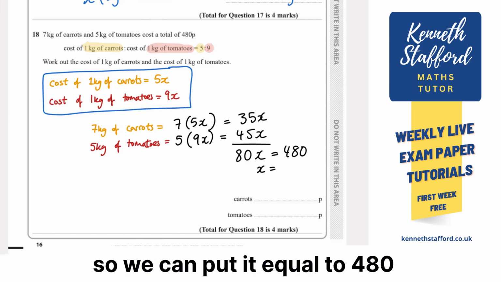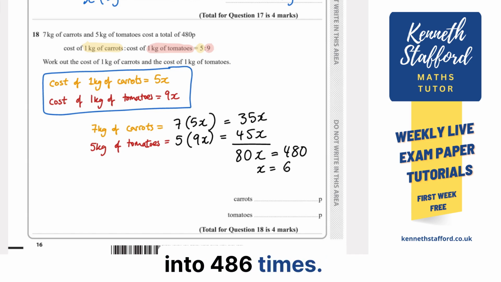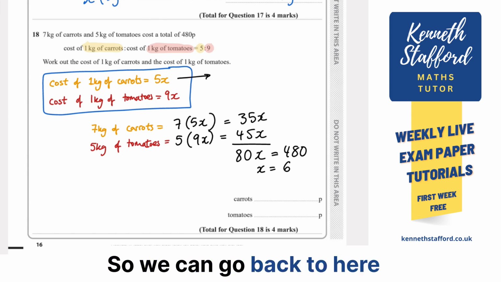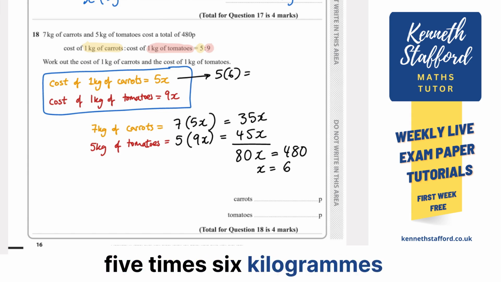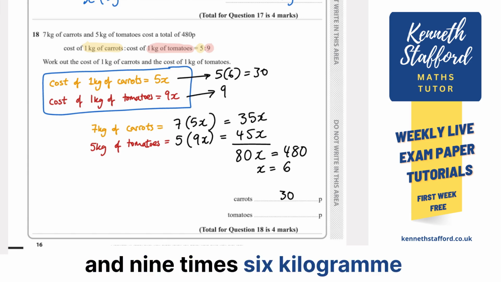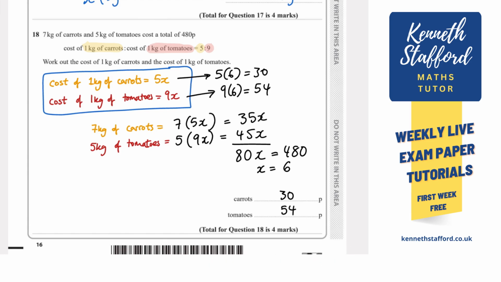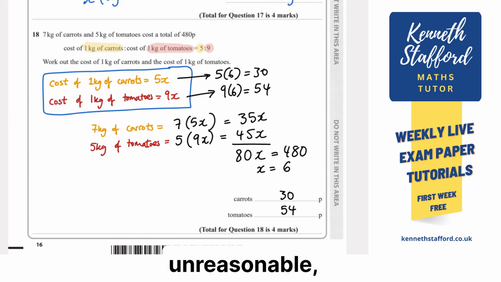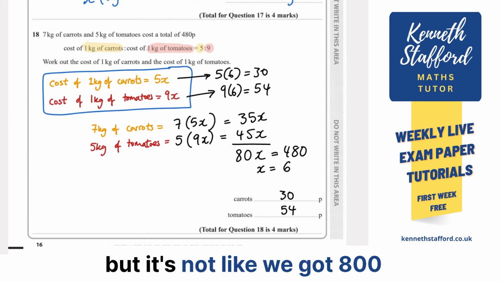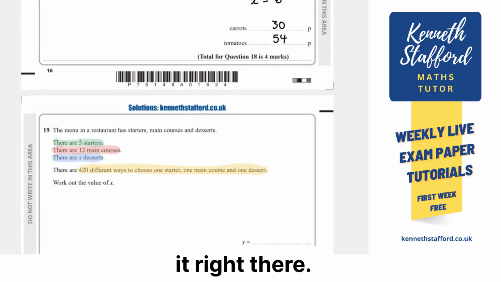So we can put it equal to 480 and we can divide both sides by 80. 8 goes into 48 6 times, 80 goes into 480 6 times. So we've now figured out that x is 6. So we can go back to here and say, right, 5 times 6 is 30p per kilogram of carrots, and 9 times 6 is 54p per kilogram of tomatoes. And it doesn't seem unreasonable. That might be cheap for carrots and tomatoes, but it's not like we got 800 pence a kilogram or something. So it's a bit of a guide that we've probably done it right there.